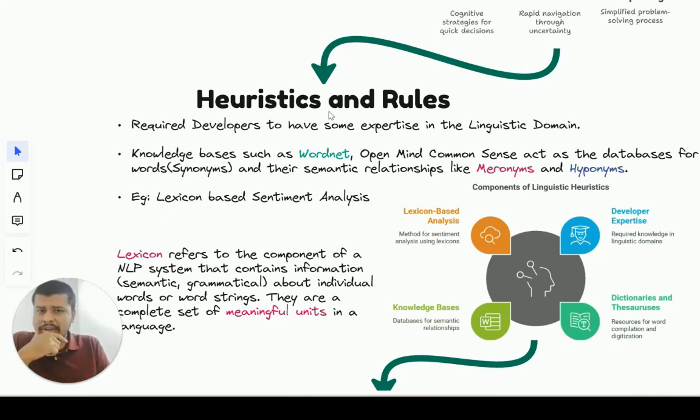So, how are these heuristics and rules applied in real life NLP tasks? Here is an example of lexicon based sentiment analysis. What is a lexicon? First of all, let me brief again about what lexicons are. Lexicons are the smallest units of meaningful components in a text document or any linguistic material, right? Any meaningful unit that gives meaning independently could be called a lexicon for a specific document.